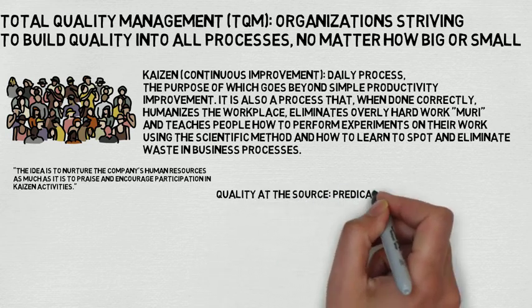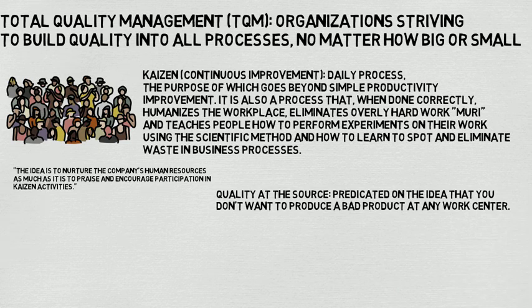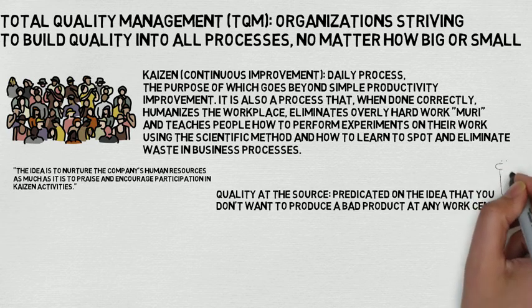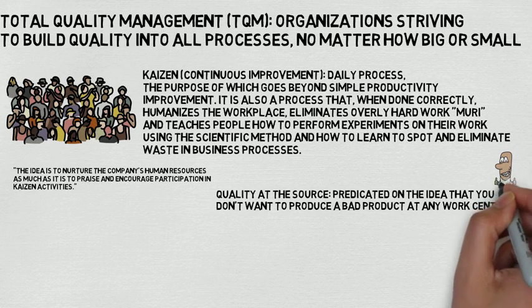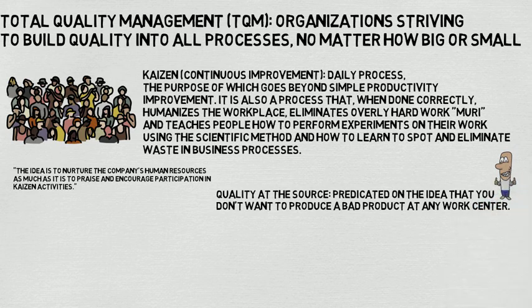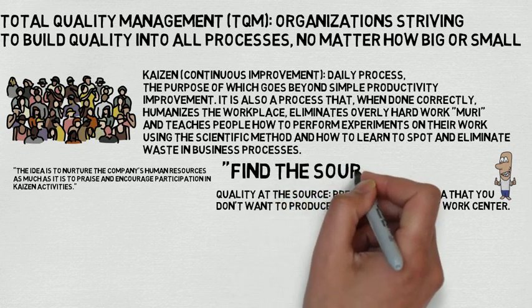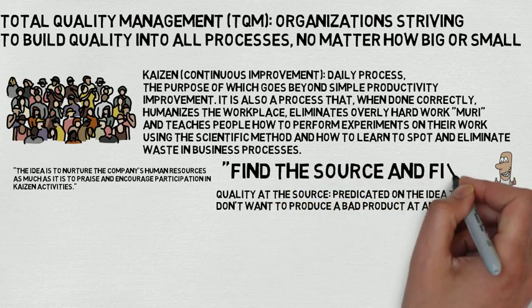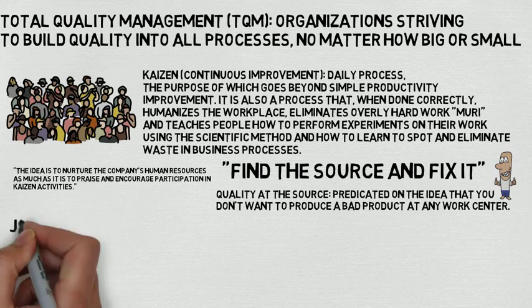Quality at the source is predicated on the idea that you don't want to produce bad products at any work center. Although this idea sounds obvious, we all know of situations where a bad product is manufactured at a work center and the problem is either swept under the rug or ignored with the volume of production. The solution to this situation can be surprisingly simple: finding the source of the problem and fixing it before it caused problems to the relational processes.